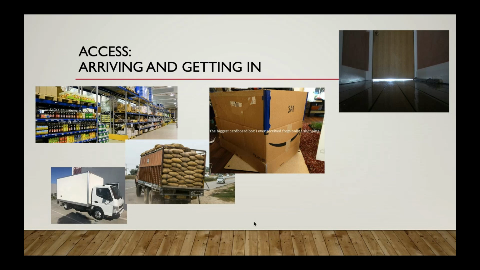So access and getting there and getting in is not that hard. We provide the getting in because we have the doors, we have the windows, fly screens. How many of you looked at your fly screens recently to see that there's no gaps or holes in the fly screen? So once they get there, they can certainly get in.